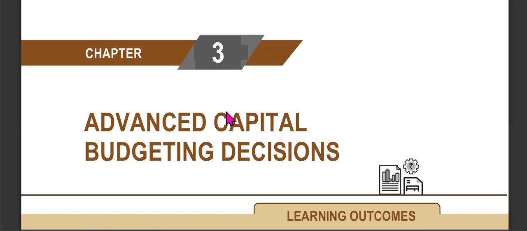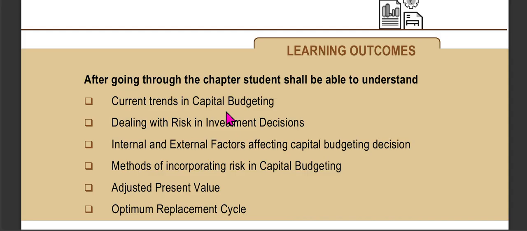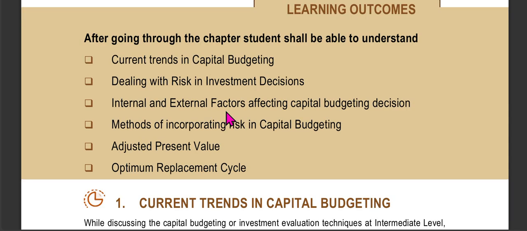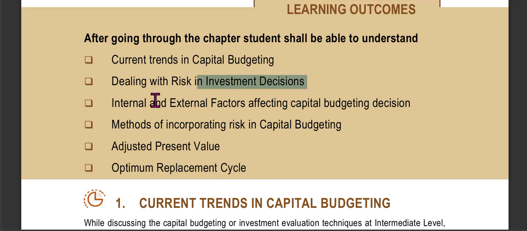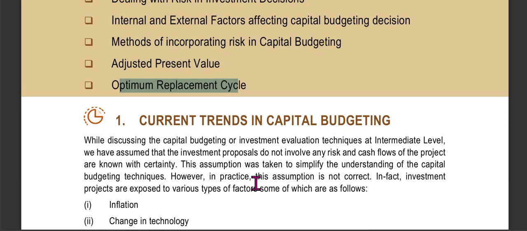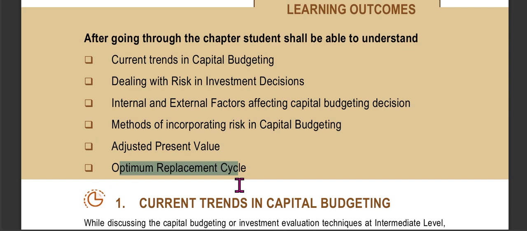Advanced budgeting decisions. How to do advanced budgeting. So what we want to learn from this is the current trends in capital budgeting, dealing with the risk in investment decisions. What are the risks we have, the internal and external factors affecting capital budgeting decisions, and methods of incorporating risk. The methods of incorporating risk in capital budgeting, adjusting present value, and optimizing a replacement cycle. These are the five, six things we're going to see.